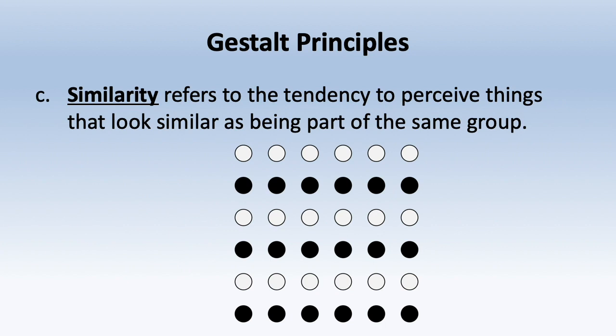The principle of similarity refers to the tendency to perceive things that look similar as being part of the same group. So for example, we have dots that are white and black. And even though they're all in the same square, you're going to assume that the ones that are black are related and the ones that are white are related, and that they're just alternating. That's because our mind groups things according to similarity.